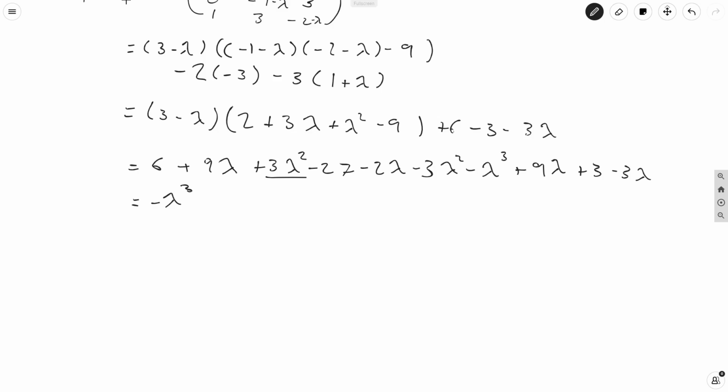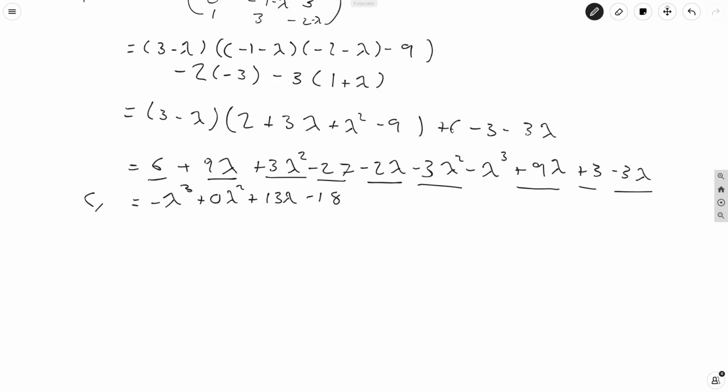So minus lambda cubed, we got 3 lambda squared and a minus 3 lambda squared, so these will cancel, so we get a plus 0 lambda squared. Obviously, you don't have to keep track of this, but it'll be useful later on for us. For our degree 1 terms, we got a 9 lambda, total 7 lambda, total 16 lambda, total 13 lambda, just adding up all these terms. And lastly, we get a 6, a minus 21 total, and a plus 3 is a minus 18 total. So this is our polynomial.